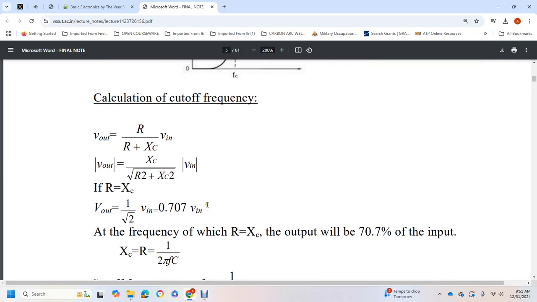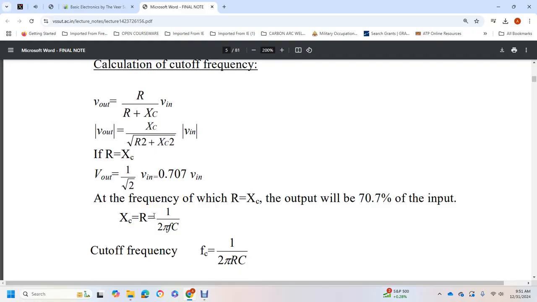Calculation of cutoff frequency: the output voltage is equal to R over R plus Xc times the input voltage. The absolute value of the output voltage is equal to R over the square root of R squared plus Xc squared times the absolute value of the input voltage. If resistance is equal to Xc, the output voltage is equal to 1 over the square root of 2 times the input voltage, which is 0.707 of the input voltage.